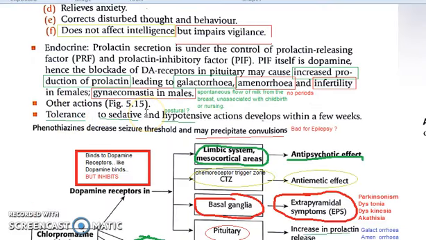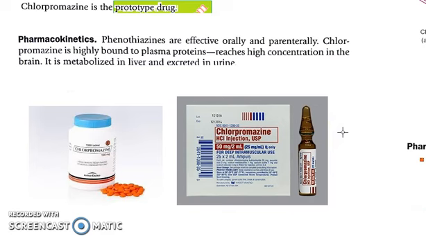Tolerance to some of these negative things like sedation and postural hypotension occurs in a few weeks, so the person has to get adjusted. Phenothiazines decrease the seizure threshold and they may precipitate convulsions. So I'm guessing this is bad for epilepsy. Okay. So we are discussing chlorpromazine.